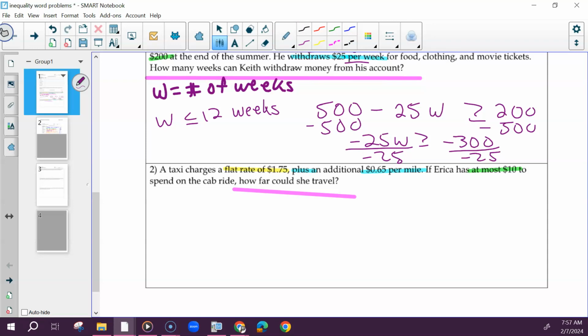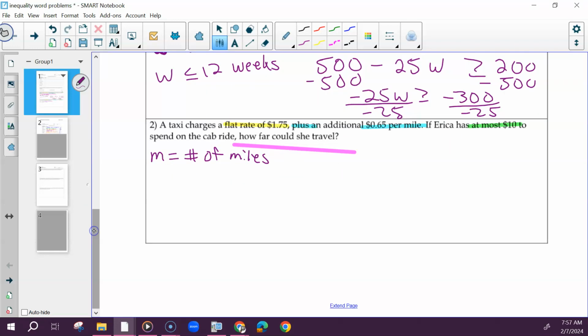Okay, good. Let's start with the variable first. So, how far could she travel is talking about distance. This specific amount of distance is in miles, so we can say M, or number of miles. Shine said that this is less than or equal to, that was correct. So we know this is going to be less than or equal to $10.